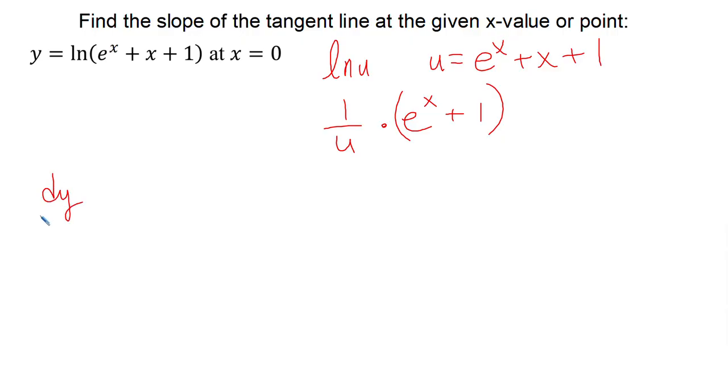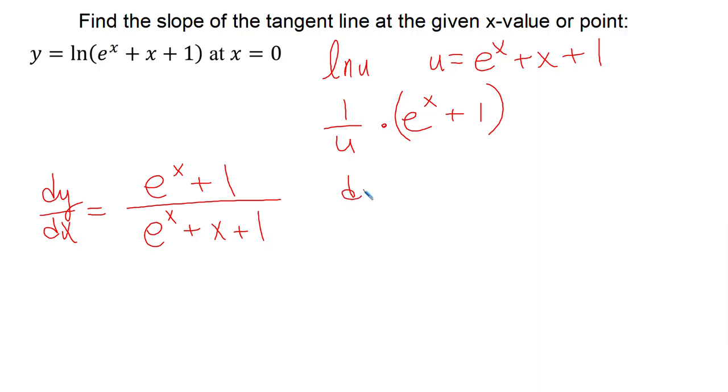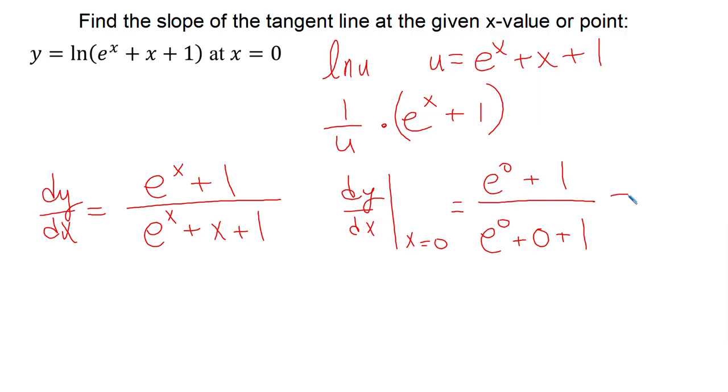So our dy dx is just equal to e to the x plus 1 divided by e to the x plus 1. And if we're asked to evaluate this when x equals 0, so dy dx evaluated at x equals 0, well, e to the 0 plus 1 over e to the 0 plus 1 ends up being 1 plus 1 over 1 plus 1, which is just 1.